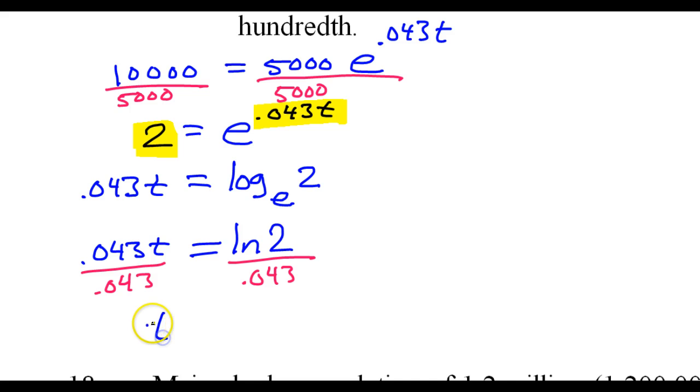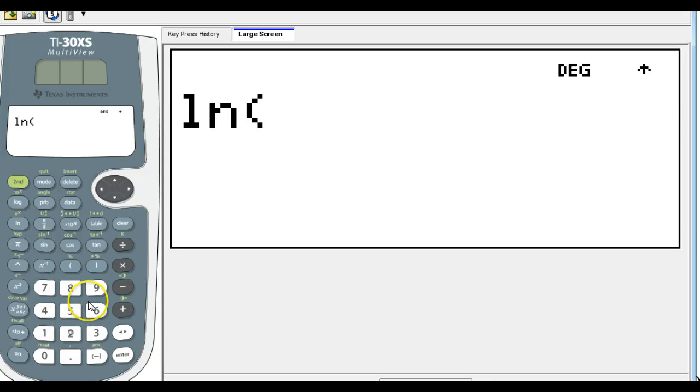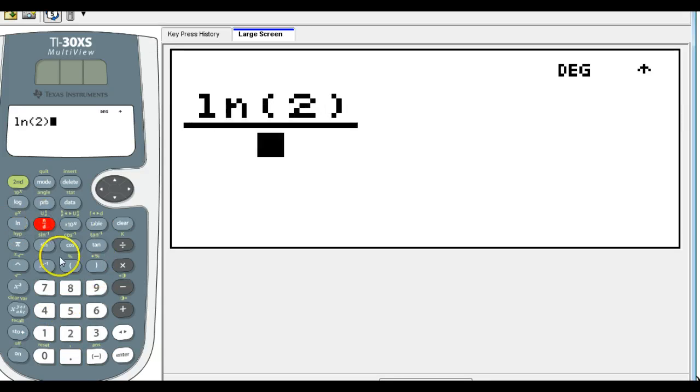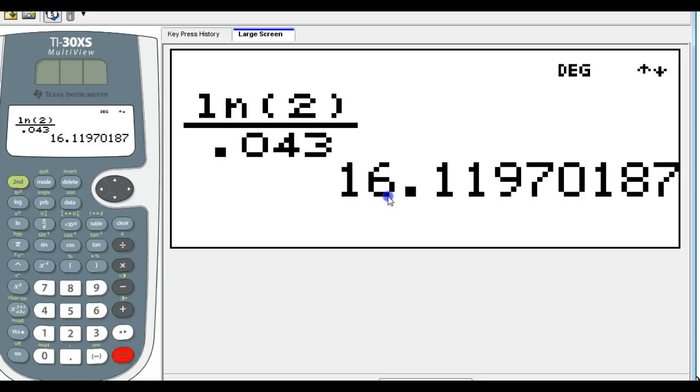So that gives us t equals natural log 2 over 0.043. So that is 16.12. Got to round up.